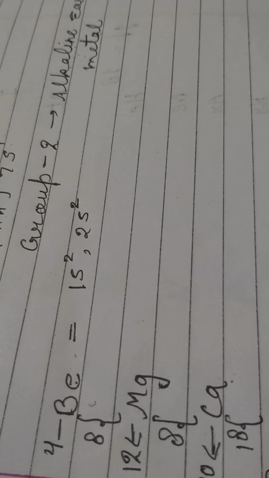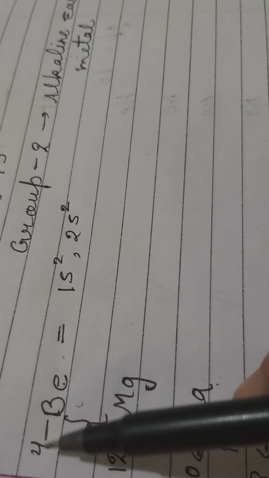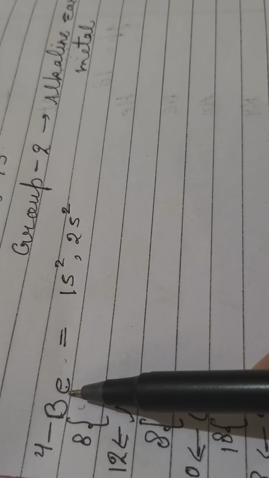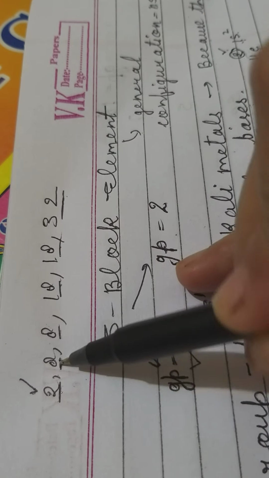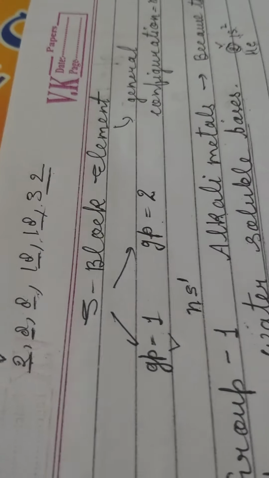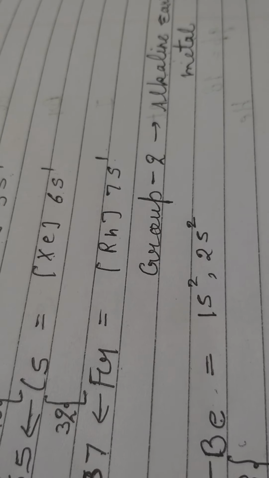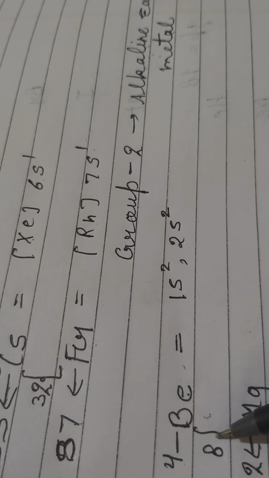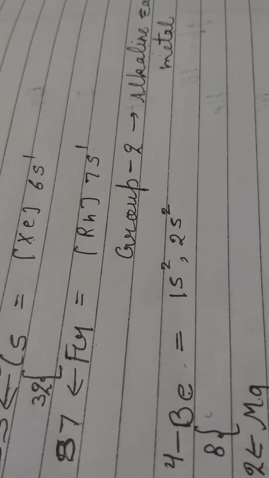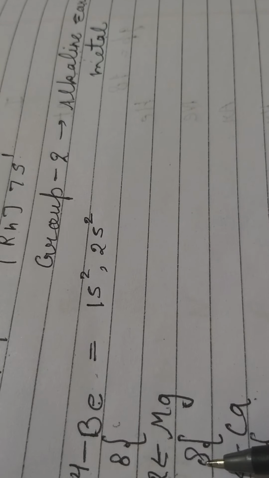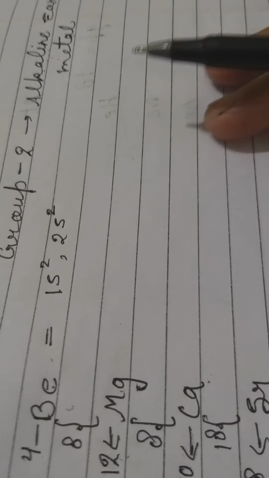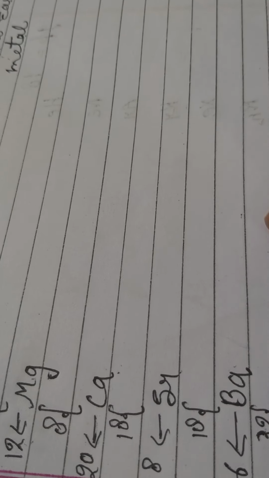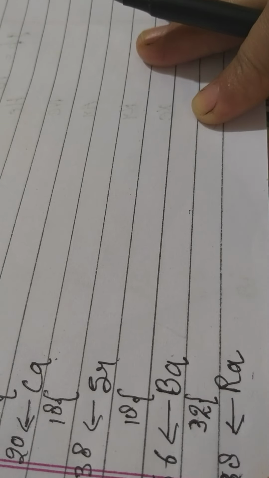First of all we write the atomic numbers of all the elements, like beryllium is 4. But as it starts from the second period, the number 2 is not added, and the pattern starts from 8, 8, 18, 18 and 32. After beryllium, 8 is added to get the atomic number of magnesium, that is 12. Again 8 is added to get calcium, that is 20. Now 18 is added, again 18 is added, and at last 32 is added to get the atomic number of radium.